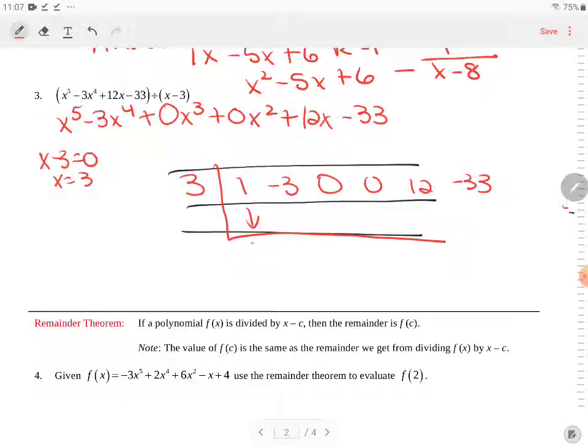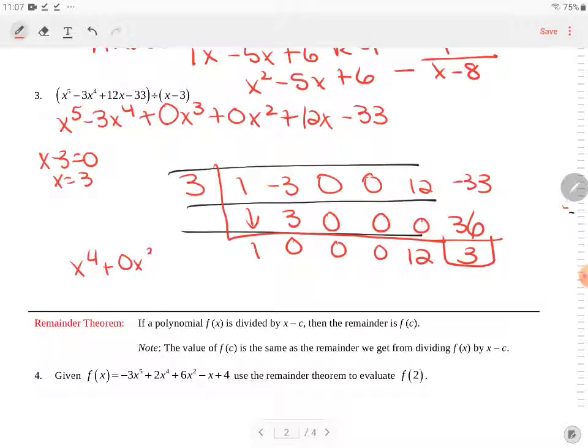Bring down your 1. 3 times 1 is 3. Negative 3 plus 3 is 0. 3 times 0 is 0. Add down 0. 3 times 0 is 0. 0. 3 times 0 is 0. 12. 12 times 3 is 36. And you get 3. So your answer is x to the 4th plus 0x cubed plus 0x squared plus 0x plus 12. Again, remainder 3.